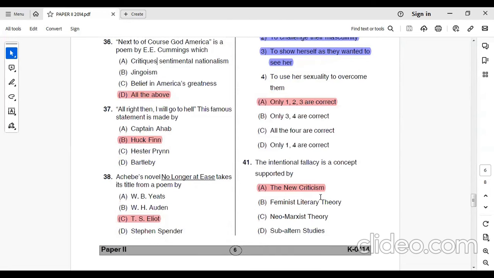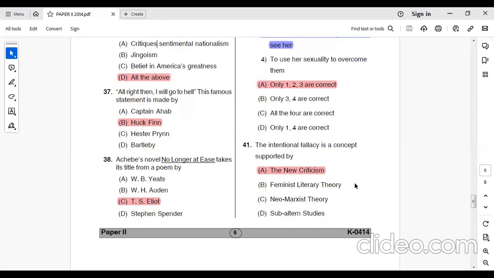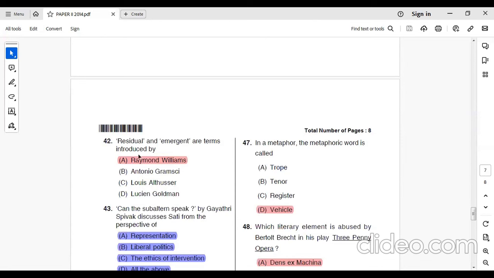Now, question number 41. The intentional fallacy is a concept supported by the New Criticism. Some extra information: the idea of the intentional fallacy was first elaborated in an article titled The Intentional Fallacy by Monroe Beardsley and W.K. Wimsatt. So Wimsatt has given this main idea, in 1947. Wimsatt is often associated with the concept of the intentional fallacy, which he developed with Monroe Beardsley in order to discuss the importance of an author's intentions for the creation of a work of art.